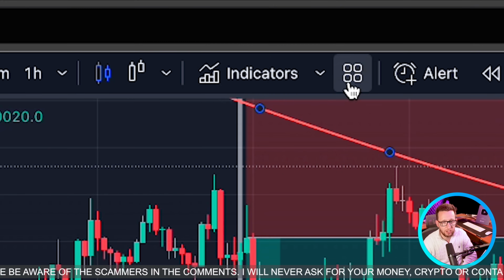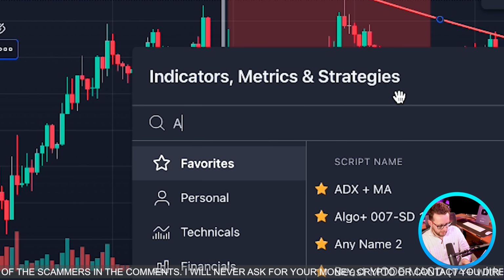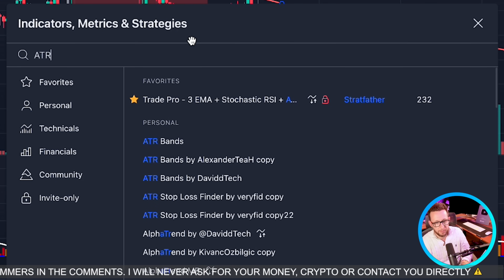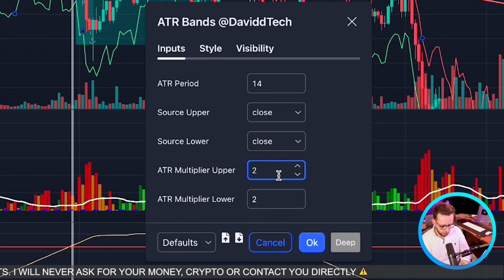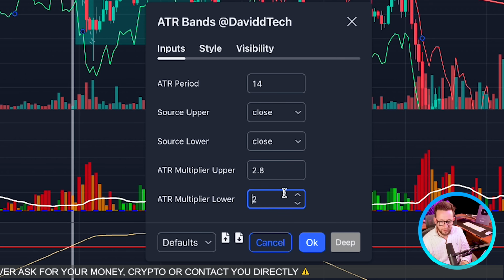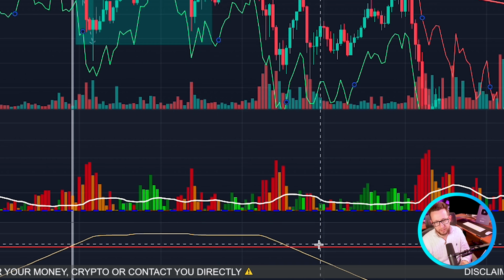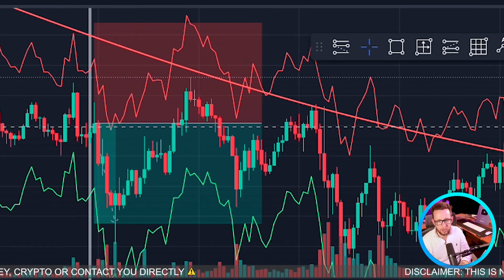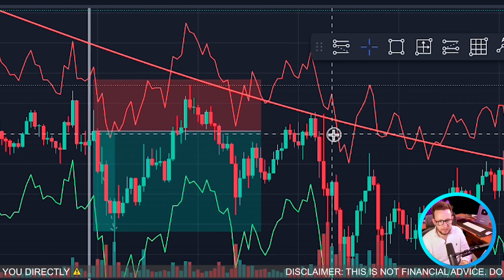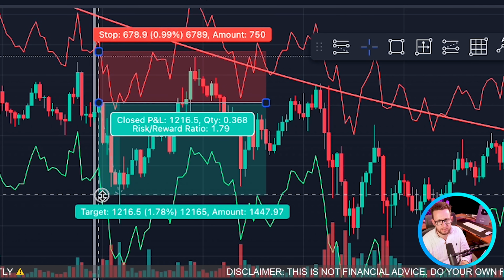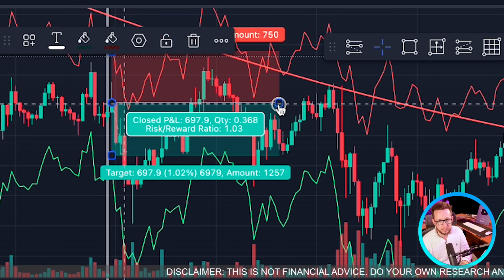We're going to be setting our stop loss and take profits to the ATR bands. So we need to add the ATR bands to our charts here. The ATR bands, we're going to set them to 2.8 today for the upper and lower bands, giving us a little bit more room on a lower time frame than normal. We're going to set our stop loss to the ATR bands, and we're going to be looking for a risk to reward of 1, just like that.